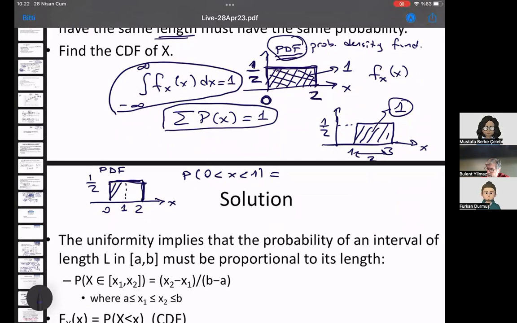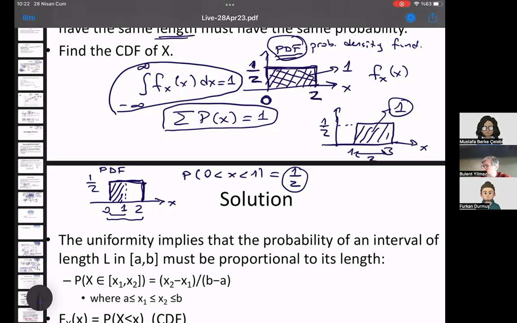So I'm only interested in this part. What is the probability, arkadaşlar? 1/2, right? So half of the length. The whole length is 2, and I'm interested in half the length, so the probability is 1/2. You can check that in MATLAB, arkadaşlar.